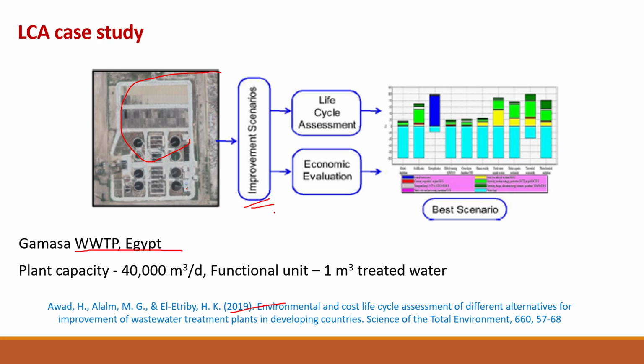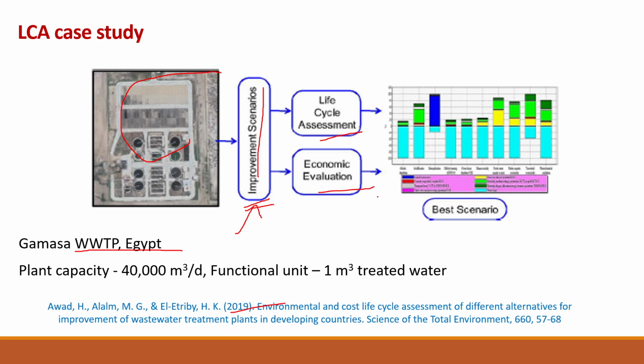So as I mentioned in the earlier slides, one main purpose of doing LCA is to see the bottlenecks, where the limitations of this plant are, and then we can develop improvement scenarios. That is basically a kind of technology development. Okay. So what they have done is they have given different improvement scenarios and then they have conducted the life cycle assessment and economic evaluation.